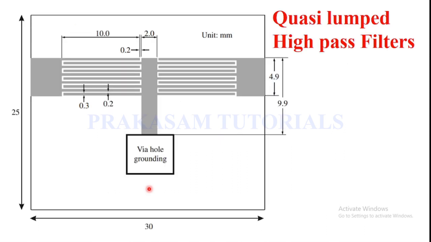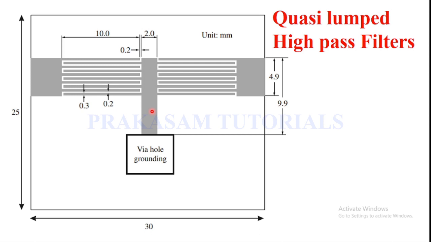and this is the layout of a quasi-lumped high-pass filter in microstrip. So, microstrip high-pass filter, quasi-lumped. Here, this is capacitor C1, that is a series capacitor, and this is capacitor C3, also a series capacitor, and this strip line is the inductor, inductive element L2.